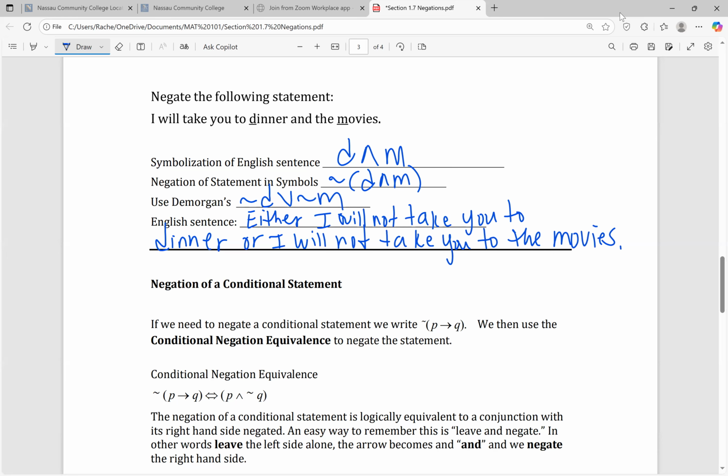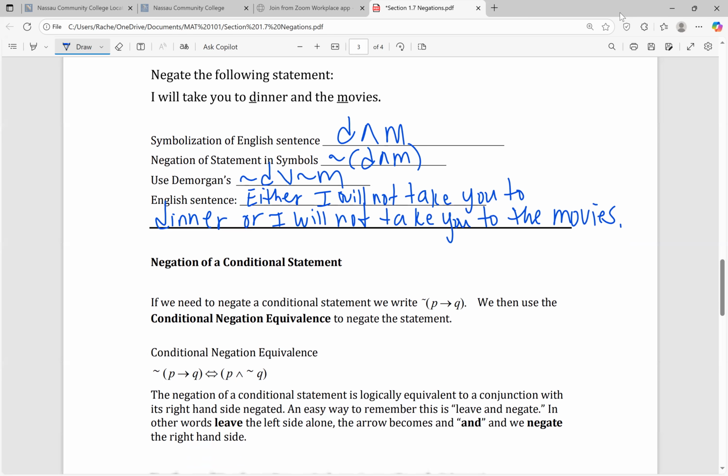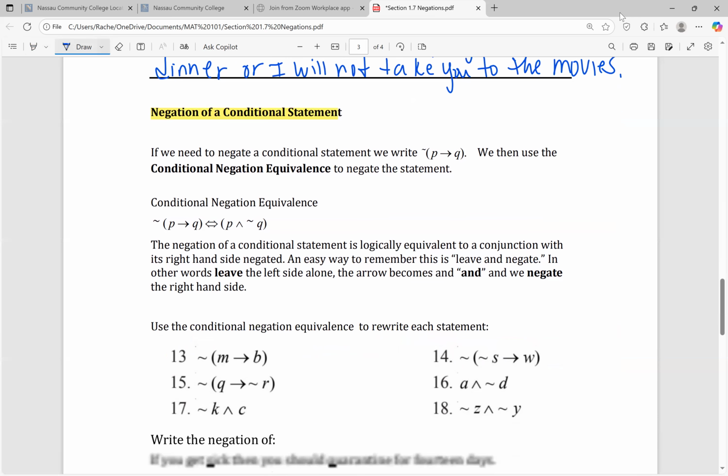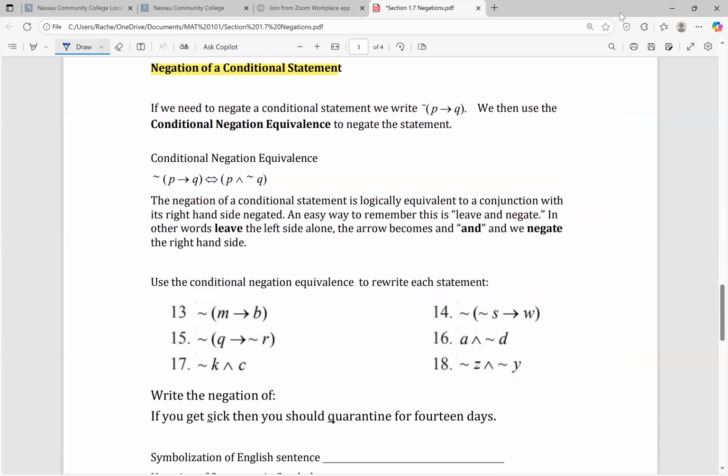So De Morgan's is what we use when we negate a disjunction or a conjunction. In this next section, we're going to negate a conditional statement. So if we need to negate a conditional statement, we're going to negate P implies Q, right? So we'd have the negation symbol in front of P implies Q.